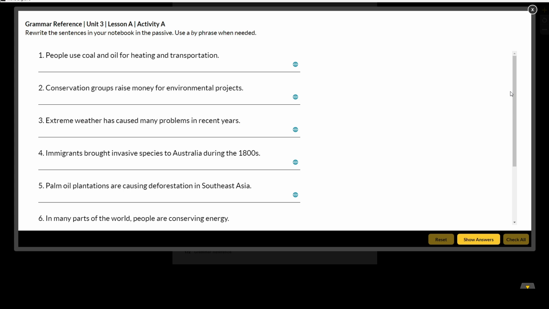All right, I am not going to go through the writing for each of these. But if you have the digital book, you can actually write. So we are going to change these sentences to the passive. People use coal and oil for heating and transportation. Coal and oil are used by people for heating and transportation.